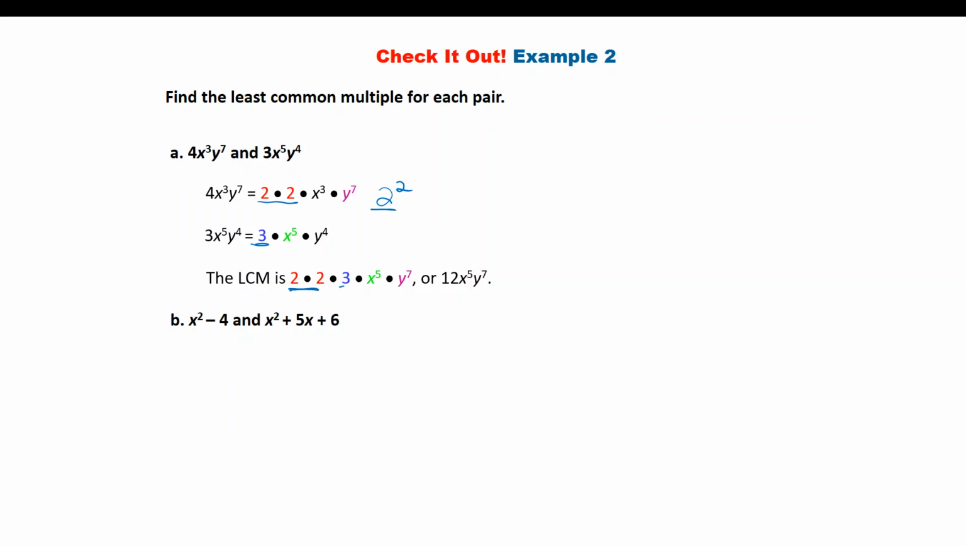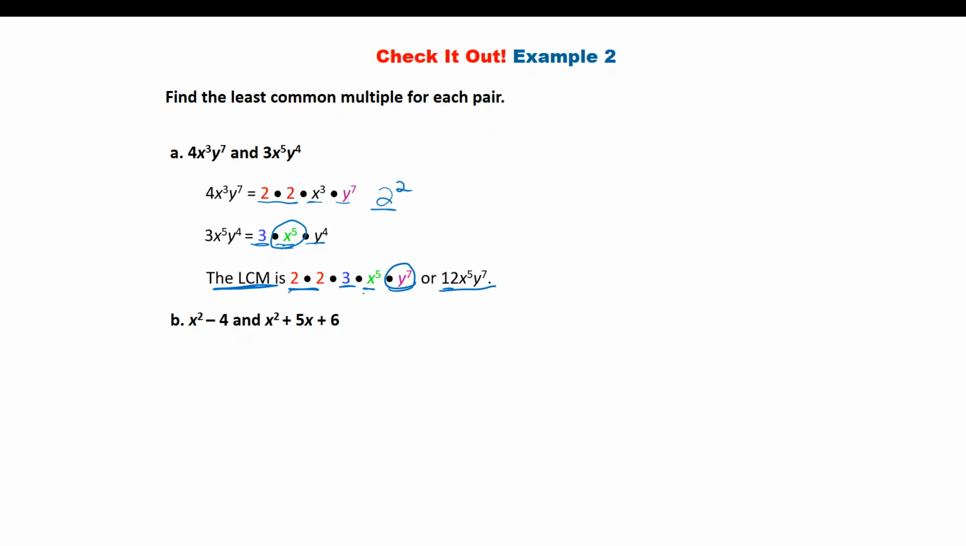I have a 3. Of my x's, I have an x to the 5th and x to the 3rd. So I'm going to pick my highest. And my y's, I have a y to the 7th and a y to the 4th, so again, I pick my highest. So 4 times 3 is 12, x to the 5th, y to the 7th is my least common multiple.